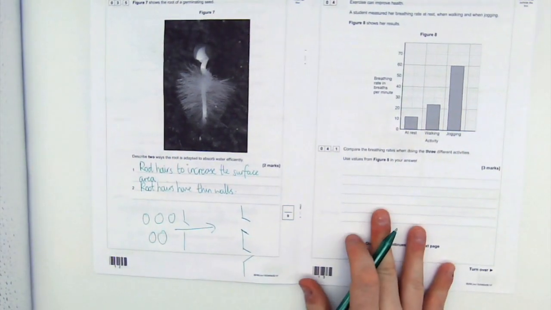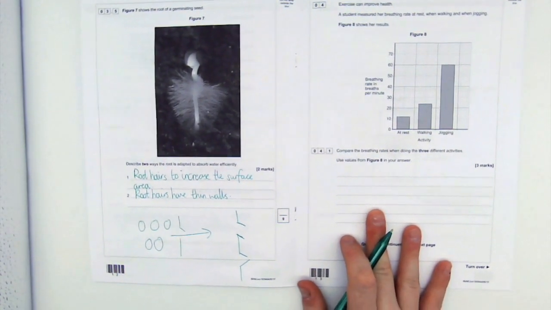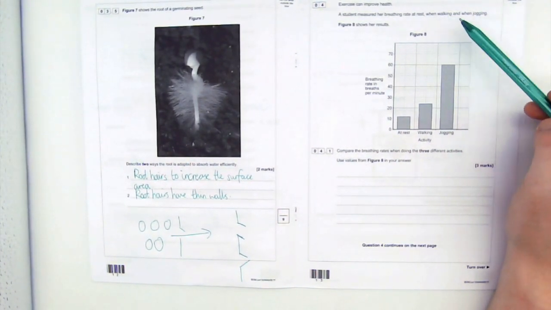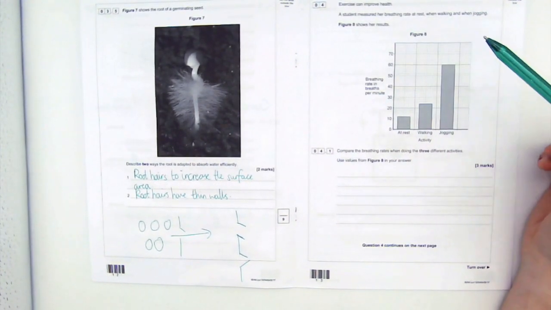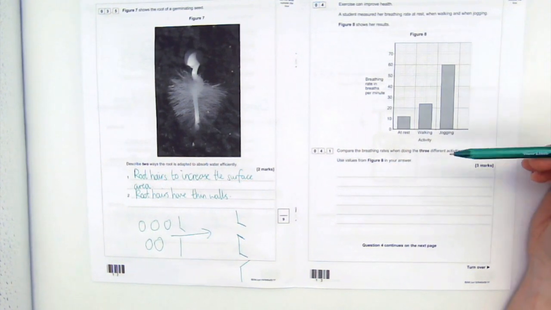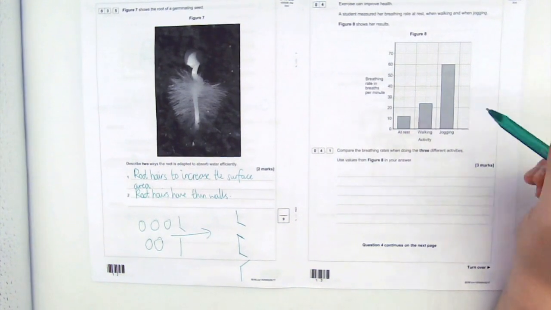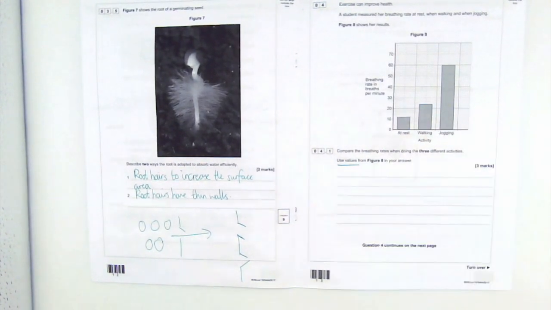So, question 4. Exercise can improve health. A student measured her breathing rate at rest, when walking, when jogging. Figure 8 shows her results, and you can see here. Compare the breathing rates when doing the 3 different activities. Use values from figure 8 in your answer. So whenever you see use values, you've got to be able to read the graph.